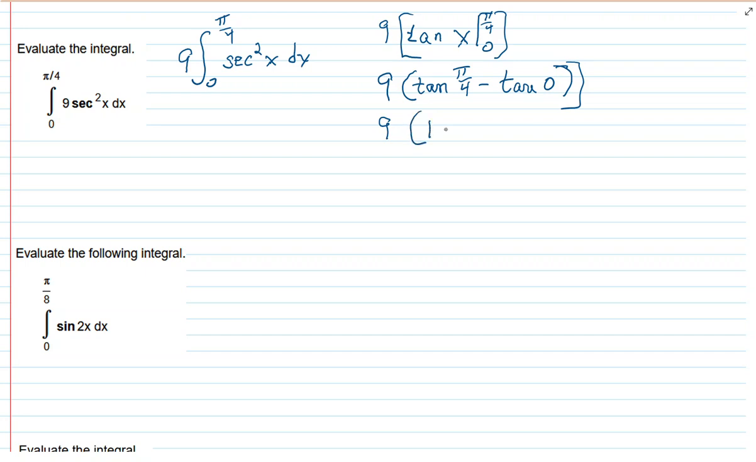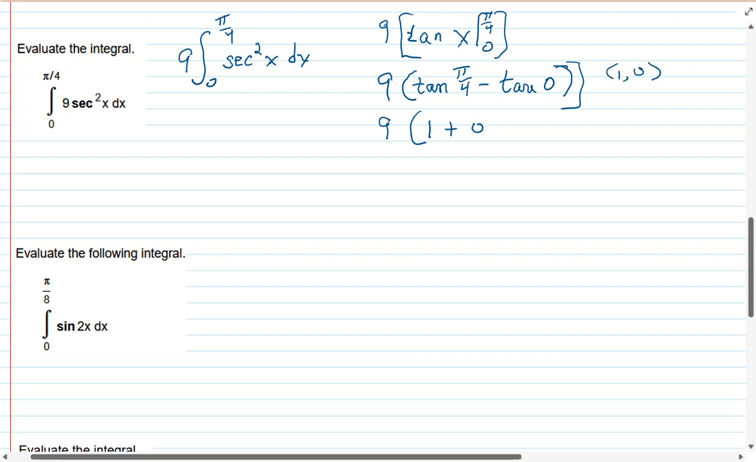And we're going to multiply the answer by 9. So this is 1 plus 0. Because at radian 0, we have 1, 0. So the tan of radian 0 is 0 over 1, which is 0. So we get 9.